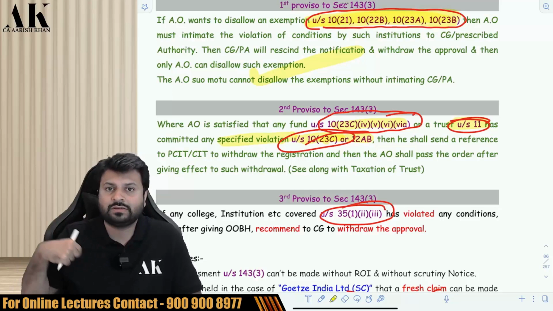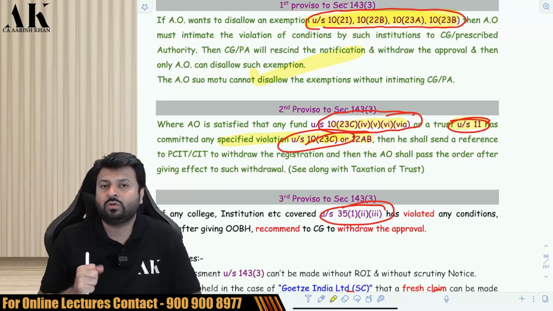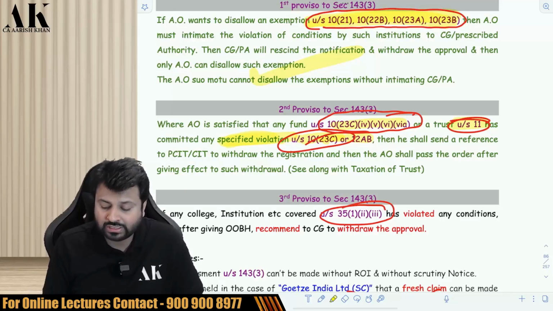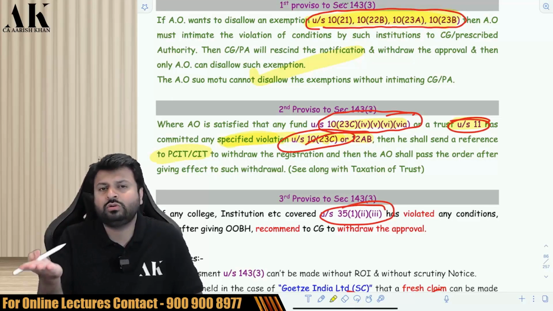If they do certain specified violation, their registration will be cancelled. So if they do certain specified violation, then the AO doesn't have to go to central government. AO has to send the reference to principal commissioner. Now, here you don't have to go to central government.